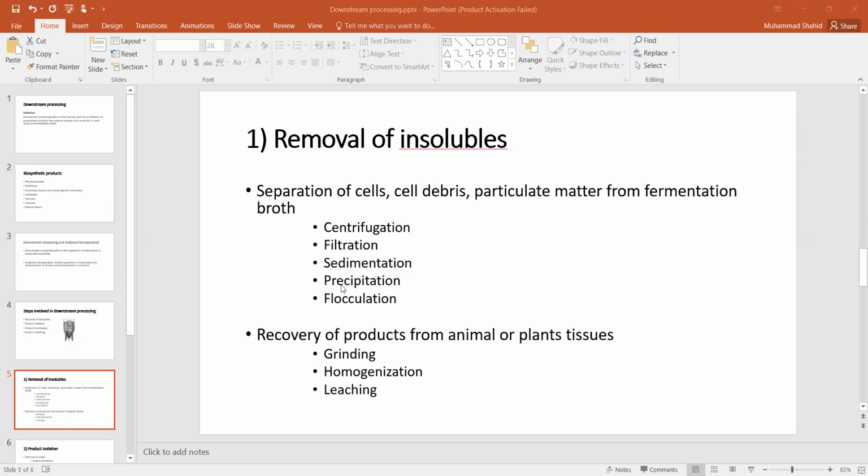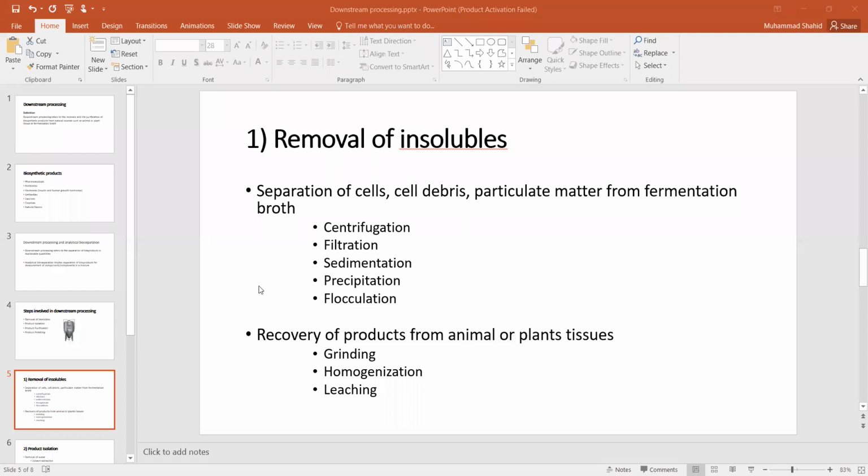We could use the process of precipitation. So precipitation is to separate out these debris by forming their crystals. And flocculation could also be used. So flocculation is forming a bunch, forming a clump of the solid materials in the fermentation broth, and then removing it out from the fermentation broth. This type of step is called flocculation.